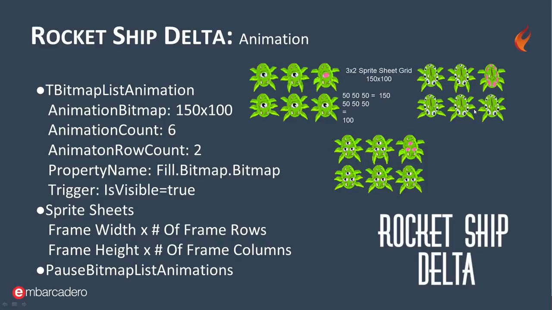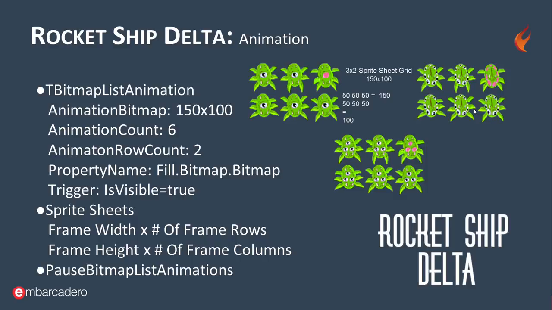Let's talk about animation. We covered the animation a bit already, but animation is implemented using the TBitmapListAnimation component, which is built into the FireMonkey framework. TBitmapListAnimation uses a sprite sheet, which features each frame of an animation on a single bitmap. The frames are copied from the sprite sheet and drawn in place to create the animation.